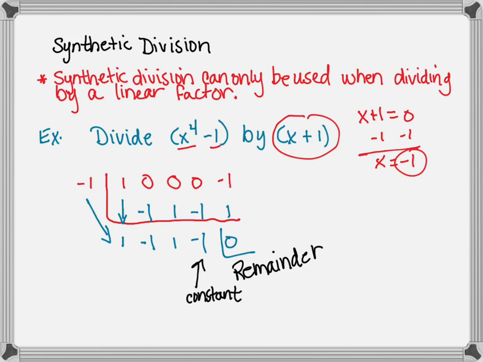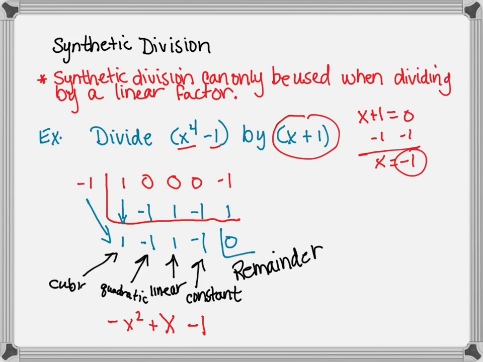And then remember, this is my constant term, -1. This one is my linear coefficient, so I have plus 1x or just x. This -1 is my quadratic coefficient, so I have -1x squared or just -x squared. And this final one is my cubic coefficient, so I have 1x cubed or just x cubed. So my quotient is x cubed minus x squared plus x minus 1.